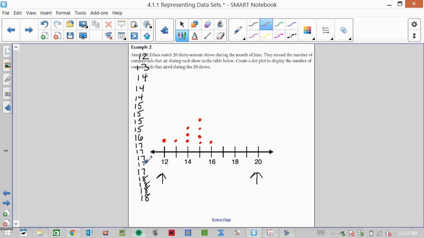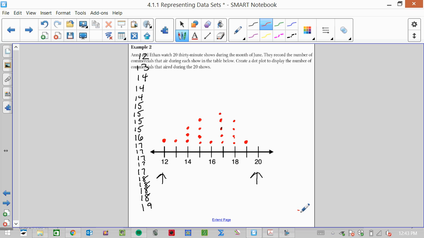17, 1, 2, 3, 4, 5 17s. 18, 1, 2, 3, 4. Oops, I lost my 19 down there. And it looks like my 19 from the previous page didn't transfer. And so I have 1 dot at 19. And that's it. That's my dot plot.